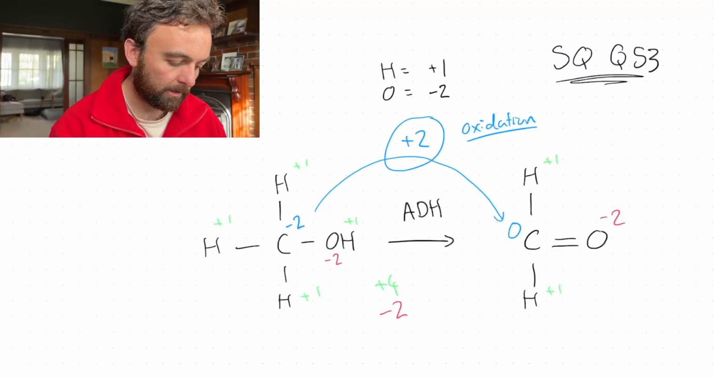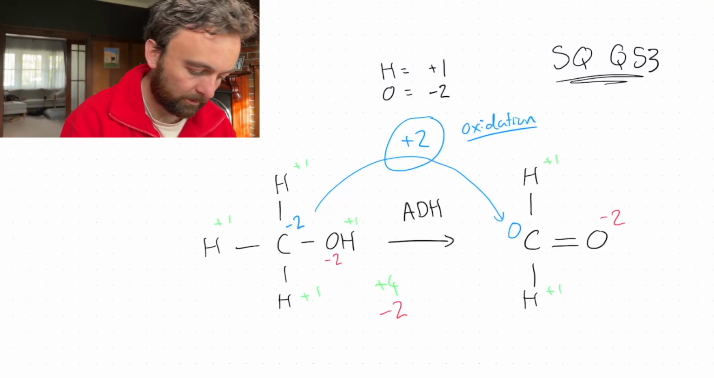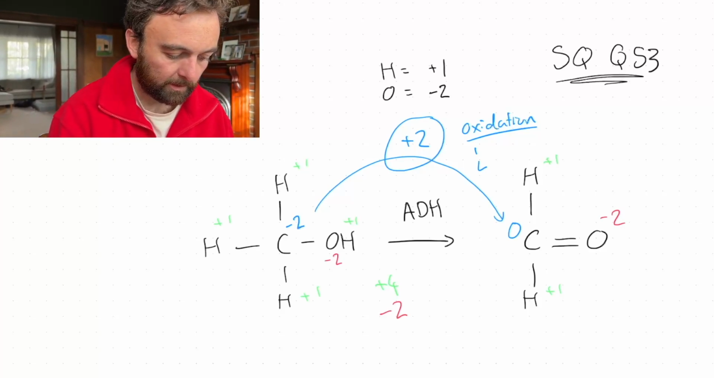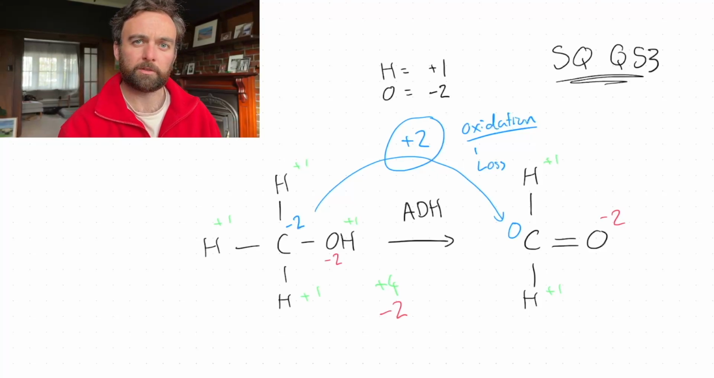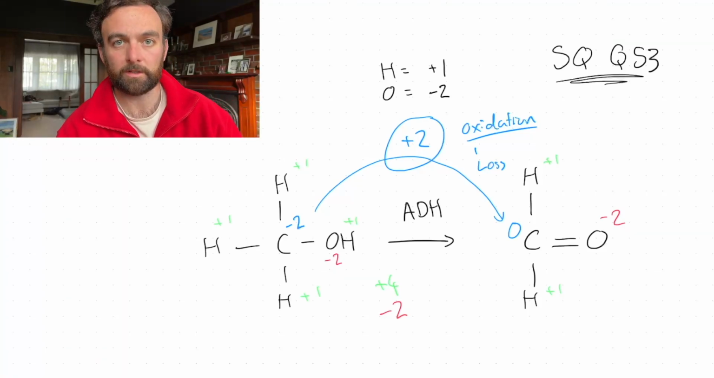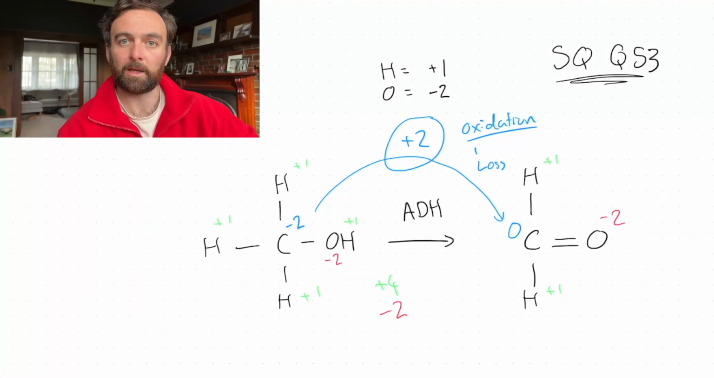And we know that because it's an oxidation, we can do our OIL RIG. We know that oxidation is loss, so we've lost 2 electrons. And that kind of makes sense because electrons are negatively charged. So if we've gone more positive, it means we've lost some electrons because the oxidation number has increased.